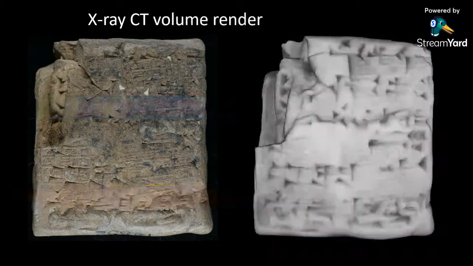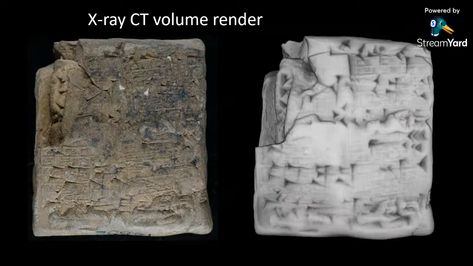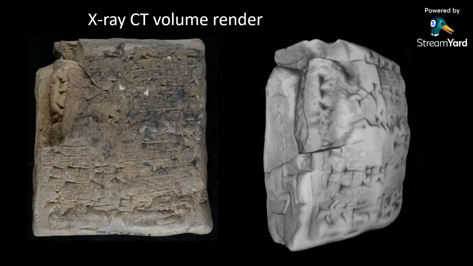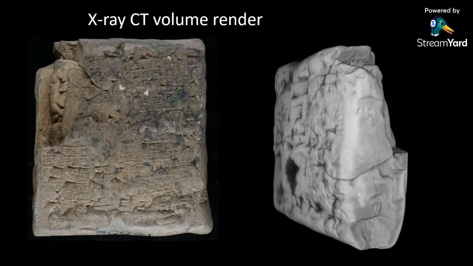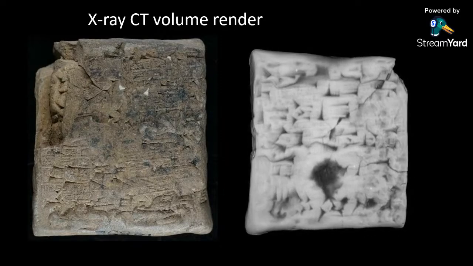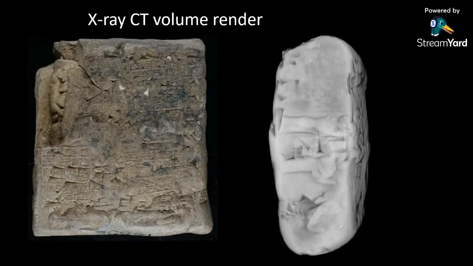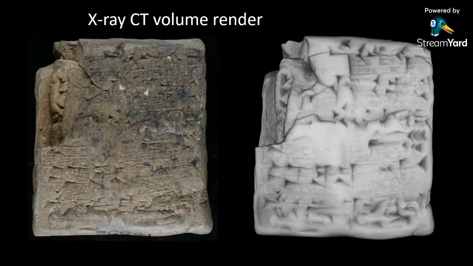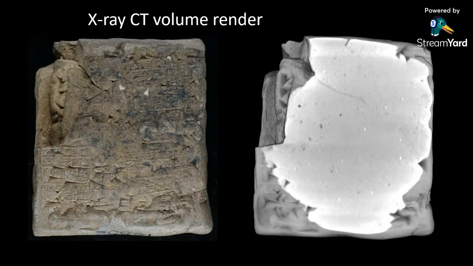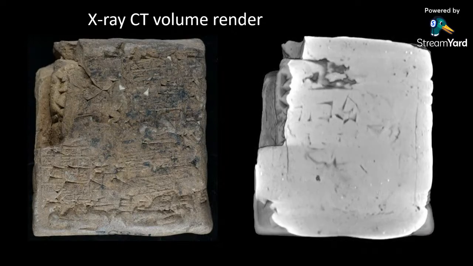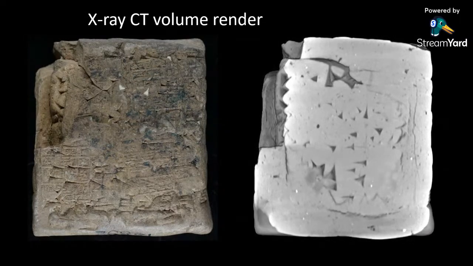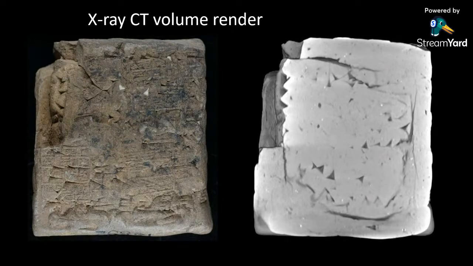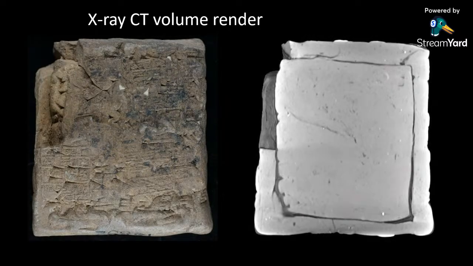So this is looking at the CT as slices. We can also look at the CT as a volume render, and that's what we're looking at here. So as Dan and Gabby mentioned earlier, this isn't just the surface of the tablet and the envelope. We can then peel away our outside layers and go inside. So that's what we're doing here. And these triangles that are appearing now, this is the writing on the inside. So this is writing that was written about 4,000 years ago, sealed in an envelope and hasn't been seen since.